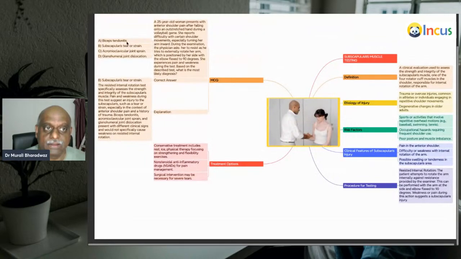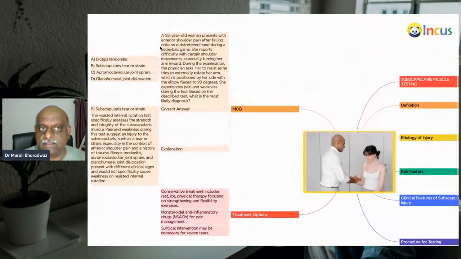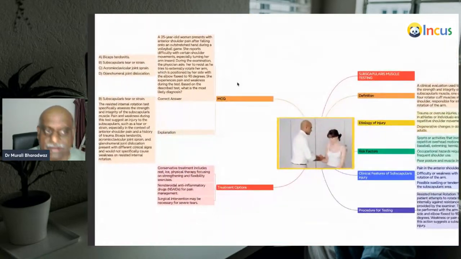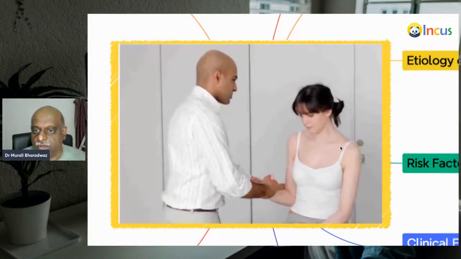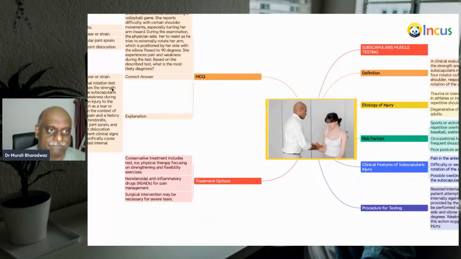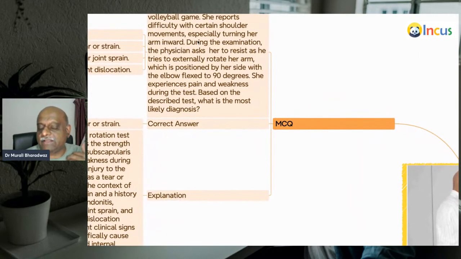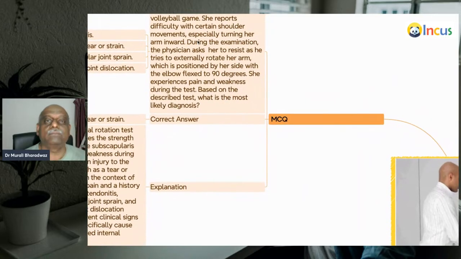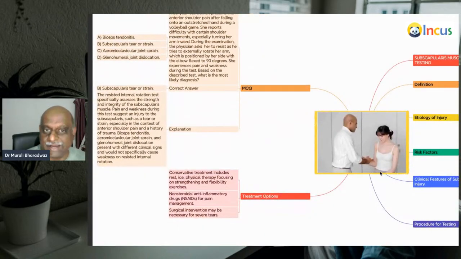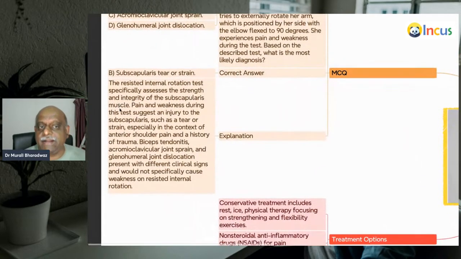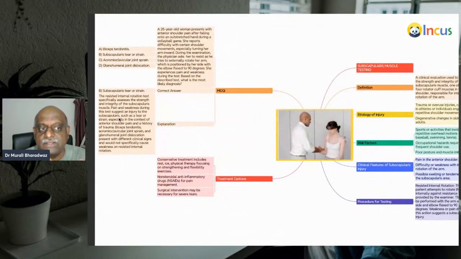Now, doctor, a 25-year-old presents with anterior shoulder pain. So now you are doing the clinical examination of her, and you are asking her to resist as the examiner tries to externally rotate her arm, which is positioned at her side with the elbow flexed at 90 degrees. So the resisted rotation test assesses the strength and integrity of the subscapularis muscle, is what you have to remember.